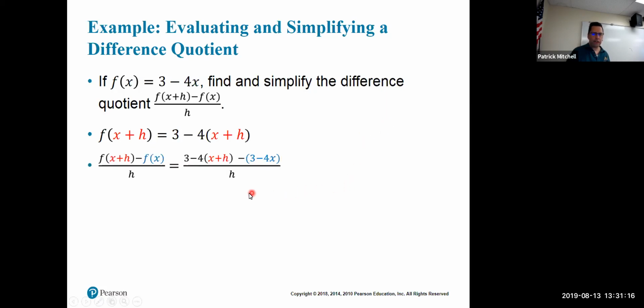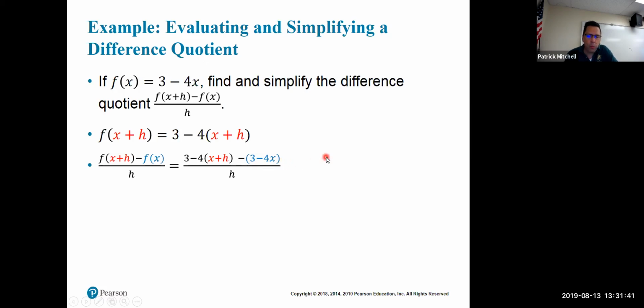So again, I have this kind of color coded. So here is my f at x plus h. Notice that that part is exactly the same as what it is up here. And then I have to subtract the f of x. Very, very important that you remember to put the f of x in parentheses. You're subtracting the whole entire f of x, so make sure you put that in parentheses.